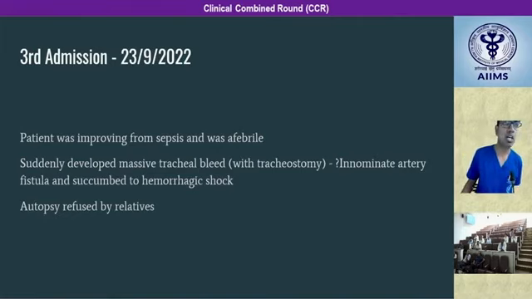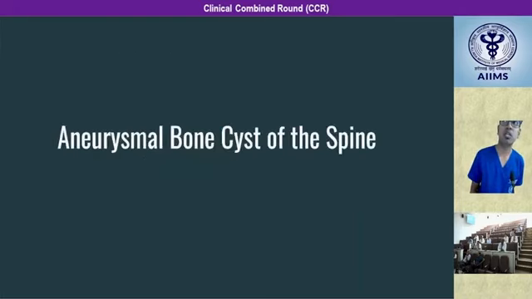After starting IV antibiotics, the patient was initially improving from the sepsis and he was afebrile. But the patient suddenly developed a torrential tracheal bleed due to prolonged tracheostomy in situ. An innominate artery fistula was suspected, but the patient succumbed to the hemorrhagic shock and he could not be revived. And the autopsy was refused by the relatives.